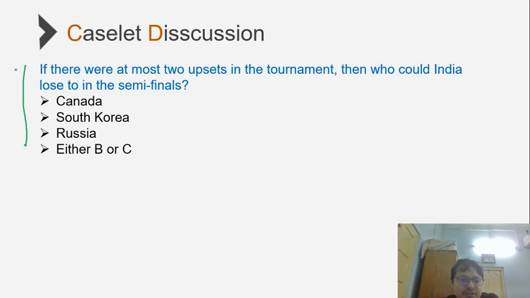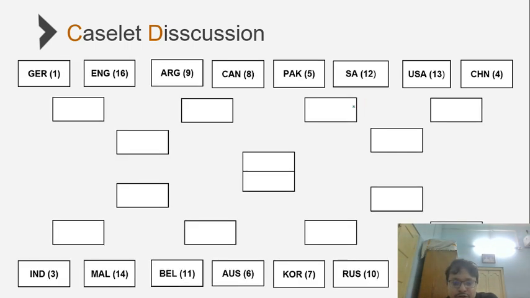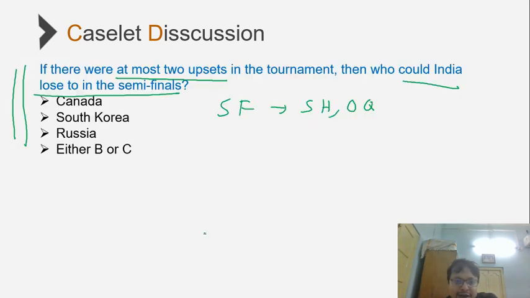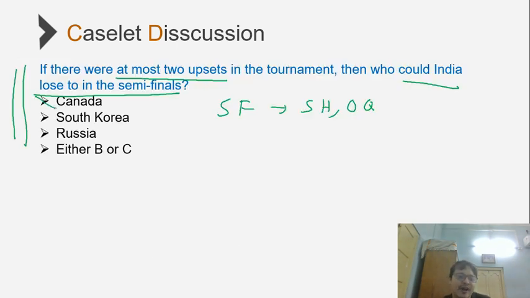The final question in the set is saying if there were at most 2 upsets in the tournament, then who could India lose to in the semi-finals? Again, in the semi-finals, you'll be losing to somebody from the same half, opposite quadrant. India is in the bottom half, so it should be from the same half. Canada is from the top half, which is not possible to meet India in the semi-finals. So immediately eliminate option A.